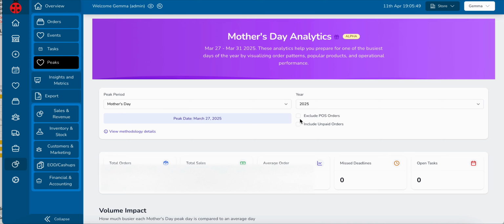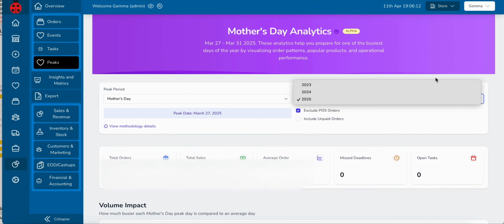You can exclude the point of sale if that skews the figures. So sometimes if you're doing a lot of small transactions through point of sale, you might only be interested in the orders that you were pre-booked for delivery or collection, in which case you could just exclude the point of sale like that.